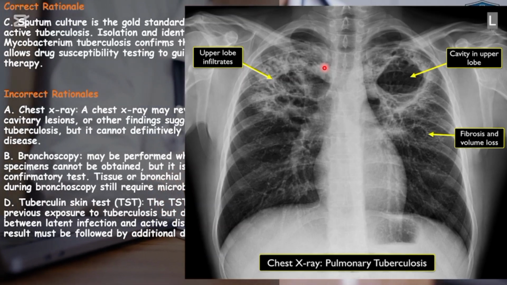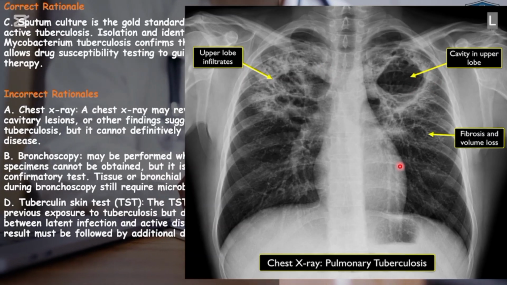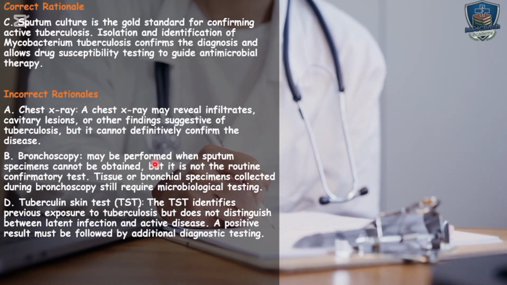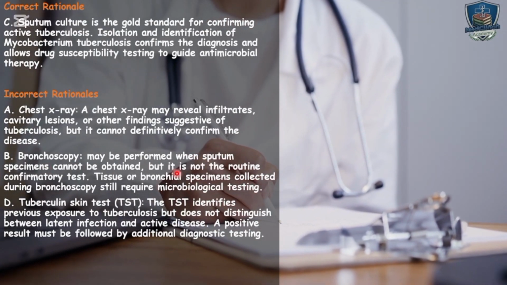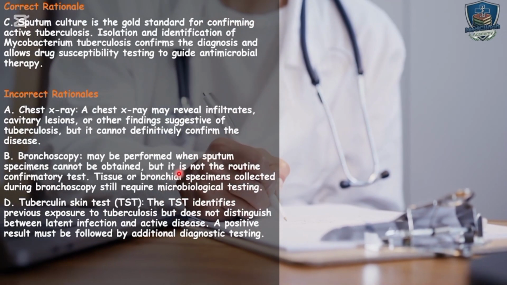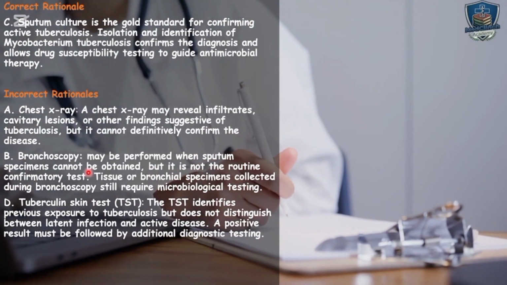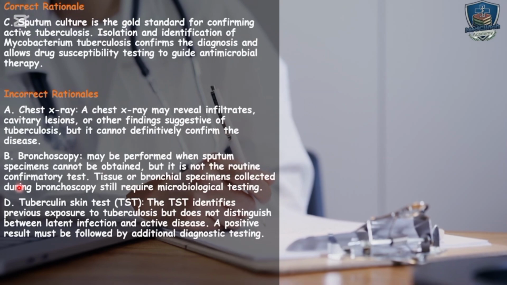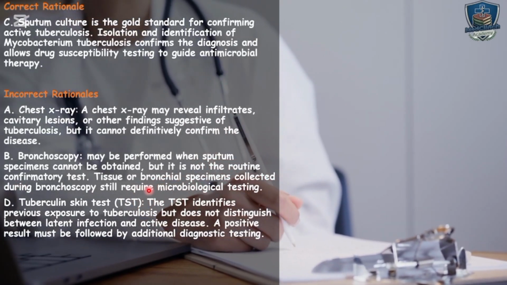So you can see in the diagram here, I've got some cavity. You can see some fibrosis in the image. We also have got a bronchoscopy. So this may be performed when a sputum specimen cannot be obtained, but it's not the routine confirmatory test. So tissue or bronchial specimen collected during bronchoscopy still requires microbiological testing.